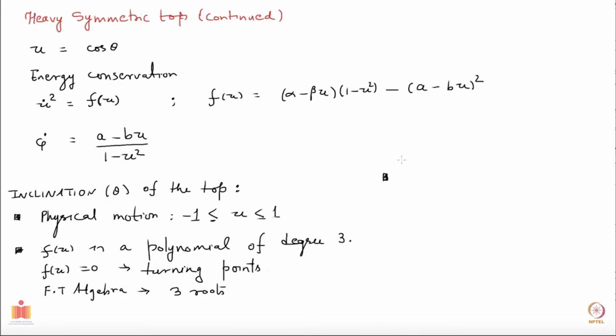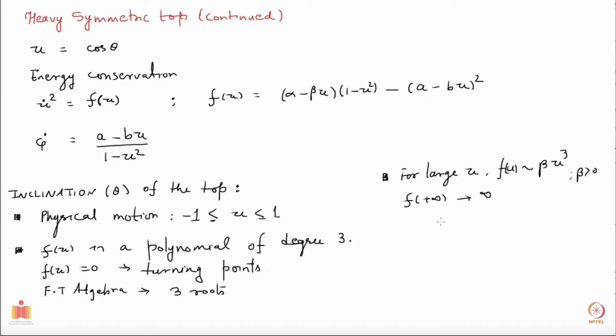So for large u, f of u behaves as beta u cube, and remember that beta is greater than 0. So it basically blows up in the positive direction. Which means if you take the limit of f at plus infinity, you get infinity. That's one piece of information we have, which is going to be very useful.